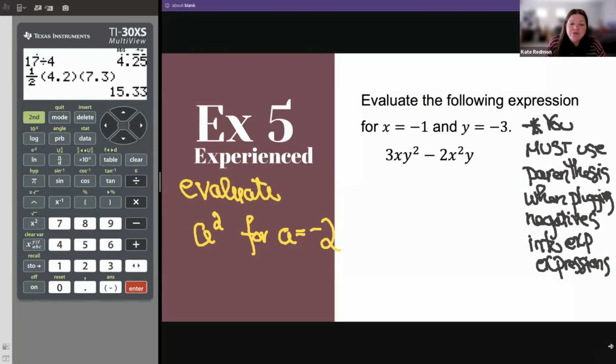If I tell you to evaluate a squared for a equals -2 and you don't use parentheses, you'll get the wrong answer. A lot of students would just say, hey, I'll replace a with -2 and I'll square that. And if you did that, you'd be wrong because your calculator will tell you -4. You need to plug in the number in parentheses with the exponent on the outside, and then you'll get a different answer, +4. So this is not correct.